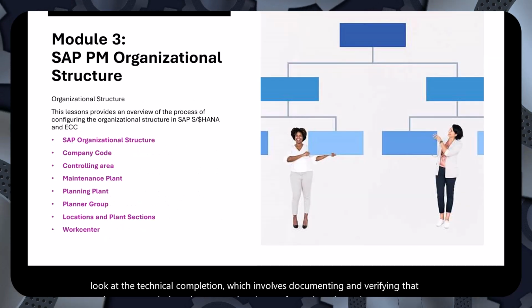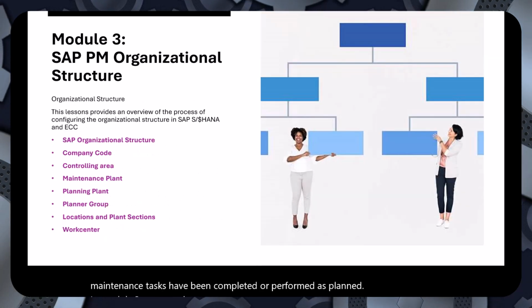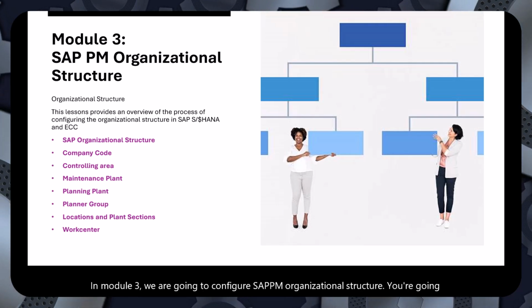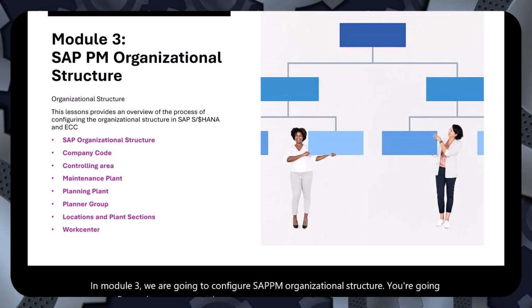In Module 3, we are going to configure the SAP PM organizational structure. We are going to configure the company code, maintenance plant, planning plant, planner group, locations and plant sections, and also the work centers.